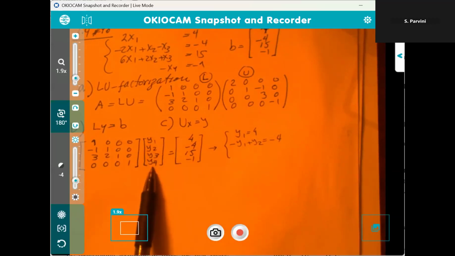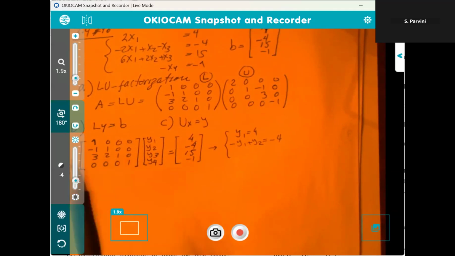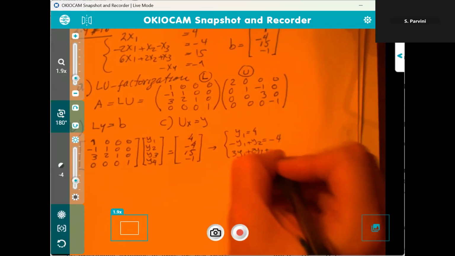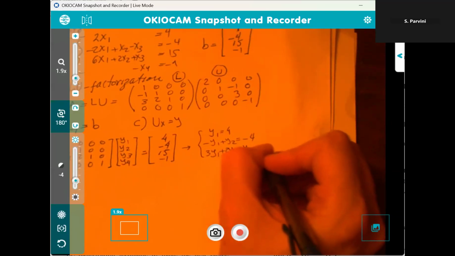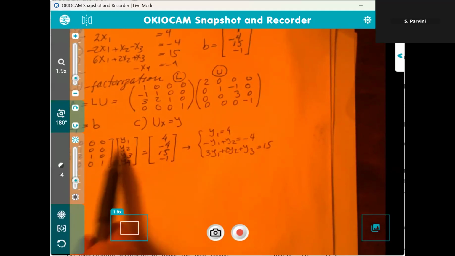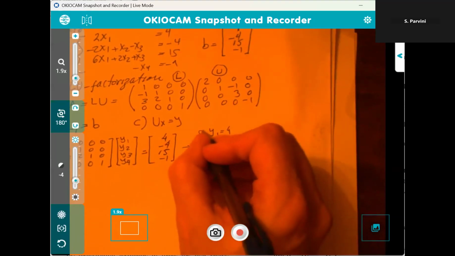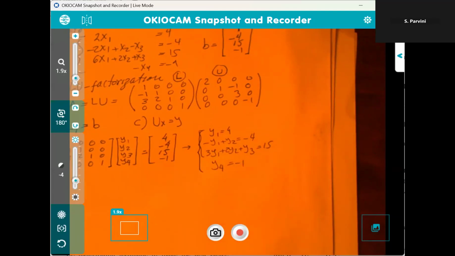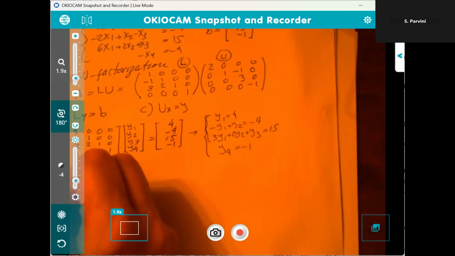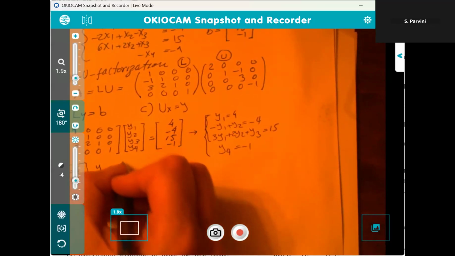Third row times this column, 3 times y1, 2 times y2, 1 times y3, 0 times y4. So that's 3y1 plus 2y2 plus y3 equals 15. And finally, the fourth row, 0y1, 0y2, 0y3, 1y4. y4 is negative 1. Therefore, we have these solutions. I'm going to write them. y1 is 4. y4 is negative 1.